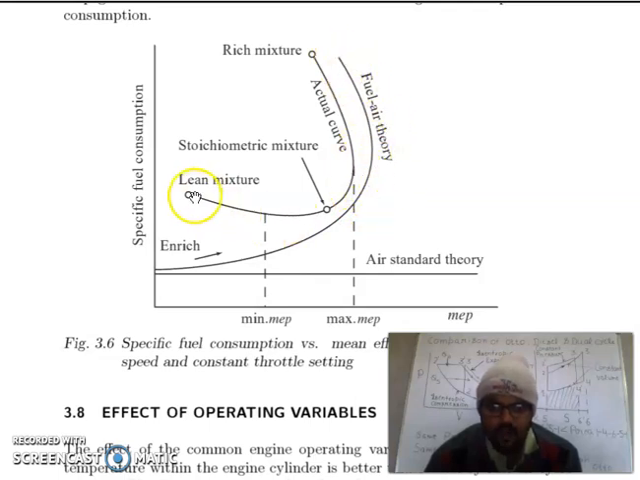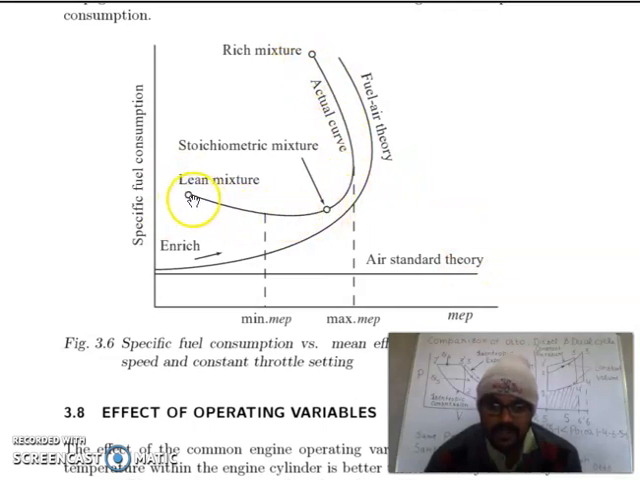And the actual engine curve is as we discussed at the start of this chapter: why we need fuel air theory apart from air standard theory. Because this is the actual curve which an internal combustion engine will produce.